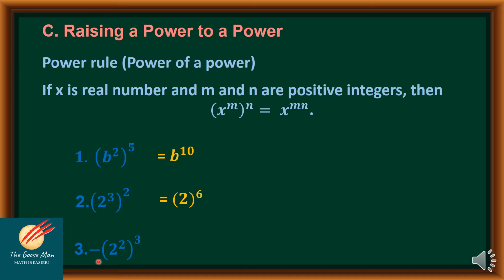Take note that the negative is outside. I'll multiply this one first. 2 times 3 will give us 6. However, we have negative outside, so we will put negative outside.